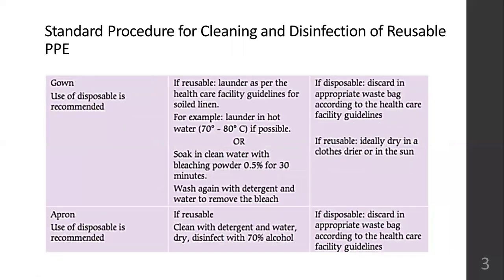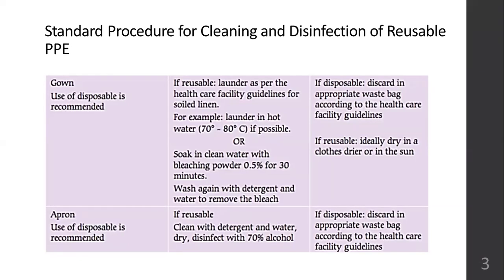Gowns also come in two formats: disposable ones and reusable ones. For disposable ones, it's written in which waste bag you have to throw the used gowns. If it is the reusable, cloth one, laundry has to be done for it. It has to be sent for laundry, and the water temperature should be between 70 degrees Celsius and 80 degrees Celsius if possible. The laundry department has to take care of that.